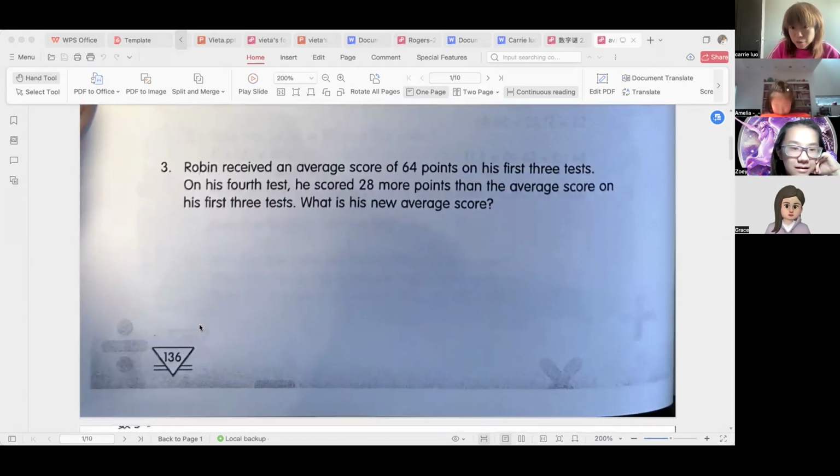Okay, so number 3. Grace, can you read the question for me? Robin received an average score of 64 on his first 3 tests. On his 4th test, he scored 28 more points than the average score on his first 3 tests. What is his new average score? Okay, so can you do it?